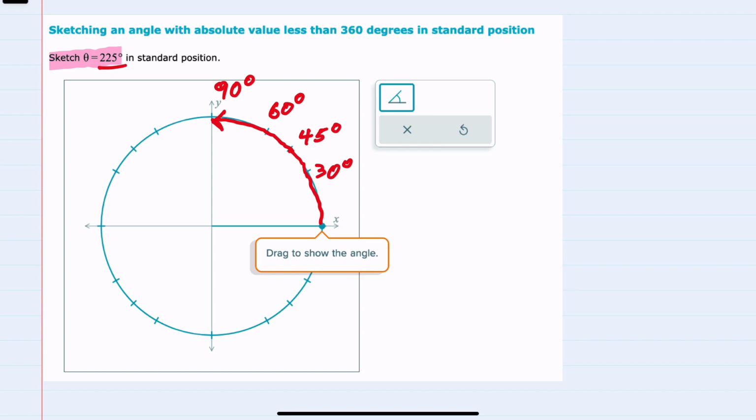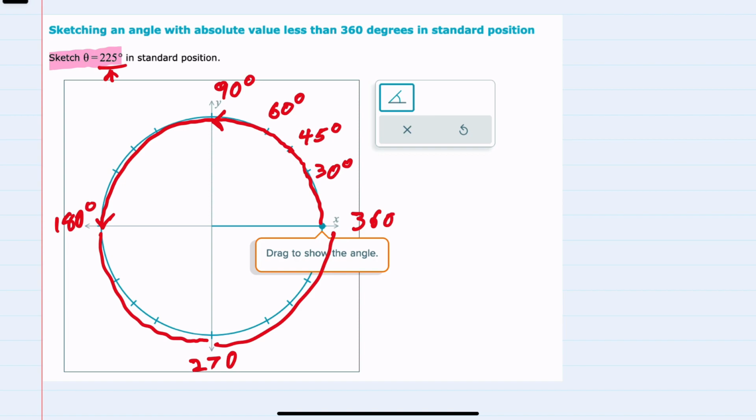But since we're going to a positive 225 degrees, I can already see that going halfway gets us to 180 degrees. If I were to come to the next axis, this would be another 90 degrees, 270 degrees. Which is already beyond my 225, so I know it'll be somewhere in between here. And of course, all the way around would be 360 degrees. We definitely don't need to go that far. So somewhere in between here is our 225 degrees.